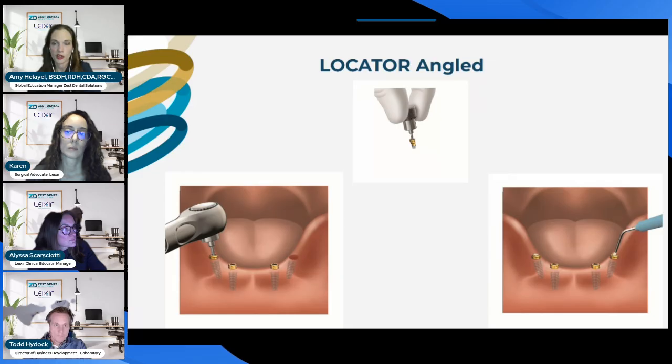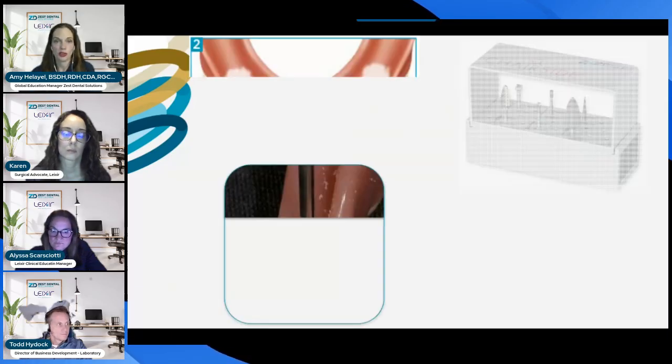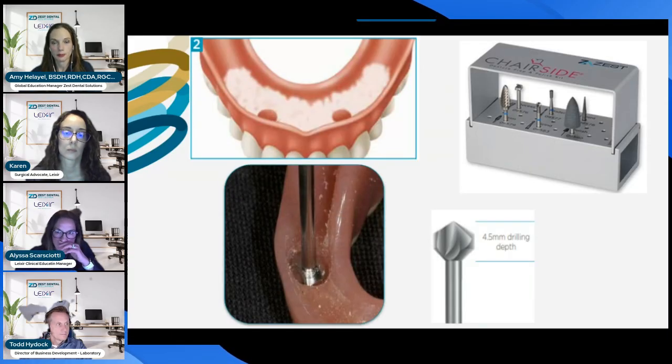So that is the only difference for locator angled: you cannot use a standard range insert in that, because you have to seal up that access hole once you tighten the screw into the locator angled abutment. So you have to use the extended range nylon inserts, because it does not have that little retentive button on the inside of the insert. So for locator angled, you would always use the extended range inserts, but on a traditional locator abutment, you can mix and match standard range or extended range based off of the angulation of your implant.